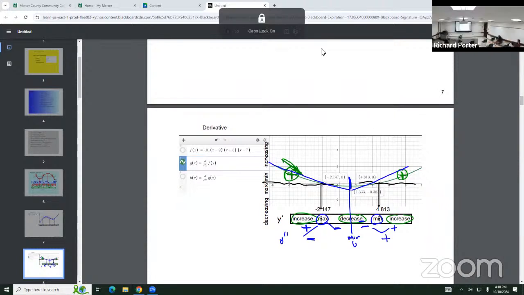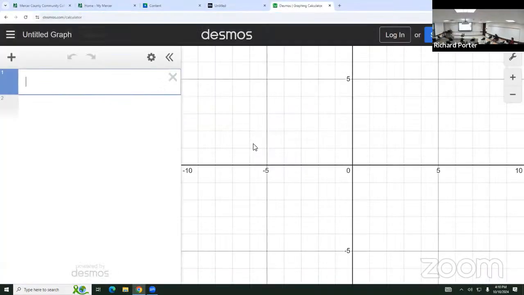I'm going to get my own Desmos sheet now. Hold on. This Desmos is good. Let me put this function in.